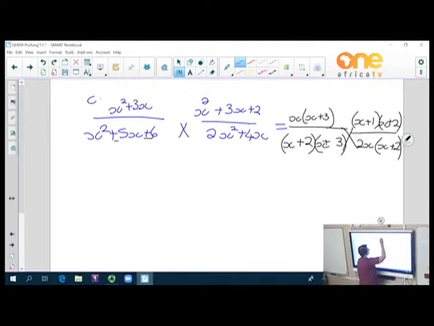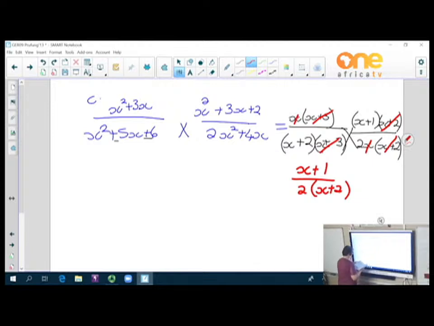Everything is now multiplication. So now is the time to cancel. What can cancel? This one and this one. This one and this one. Oh, this x and x can cancel. So it will be x plus 1 over 2x plus 2. There's my final answer for that one.